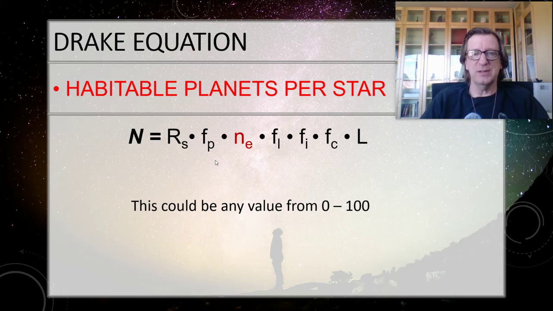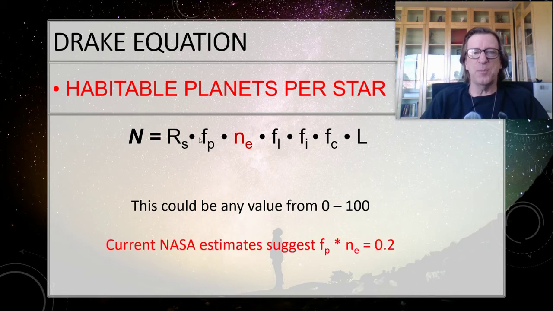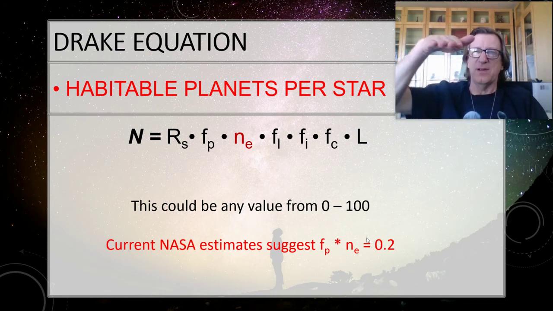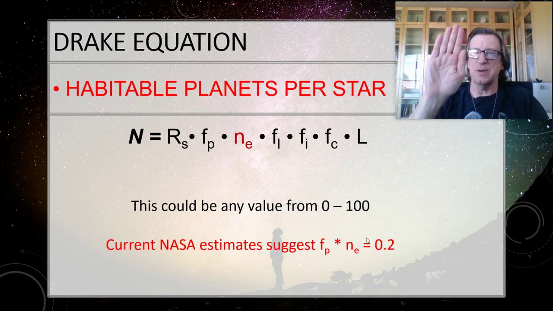All right, ready for the next one? Now, NASA estimates the product of these two, multiplying these two together, is about 0.2. So that means about 20% of all the stars out there have a habitable world. That's just based on the number of planets that we've seen so far, but remember that we can only detect planets if their solar system is edge on to us. We can't really see them if they're this way. So it's almost certainly higher than what NASA is estimating here.